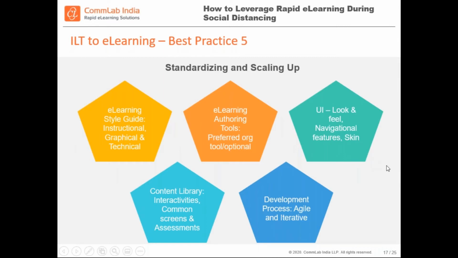And finally, standardizing and scaling up. So before you do that, ensure you hit the right notes on these 5 areas. So first would be your style guide, deciding how you want the course to look, how the interactivities should look, what the graphics should follow. We then look at what authoring tool you're using, try to see what that tool gives you in terms of options. We finally see what the user interface should look like, how the navigation should work.